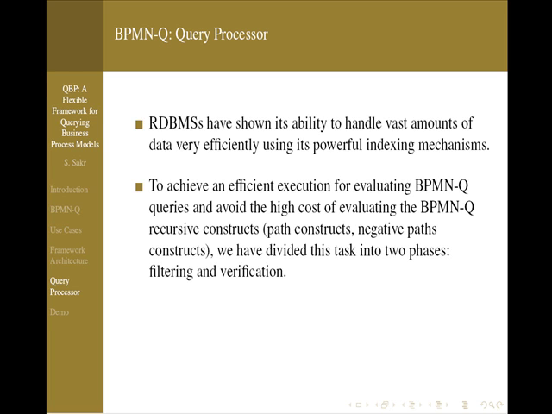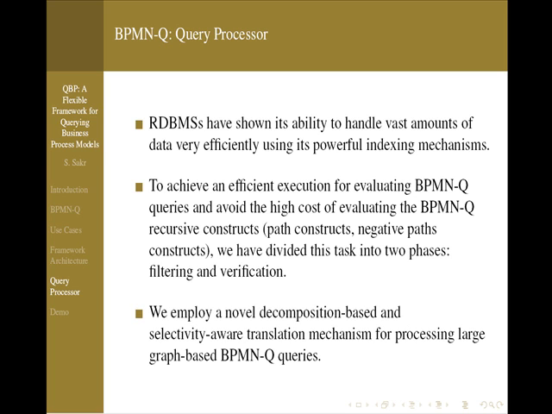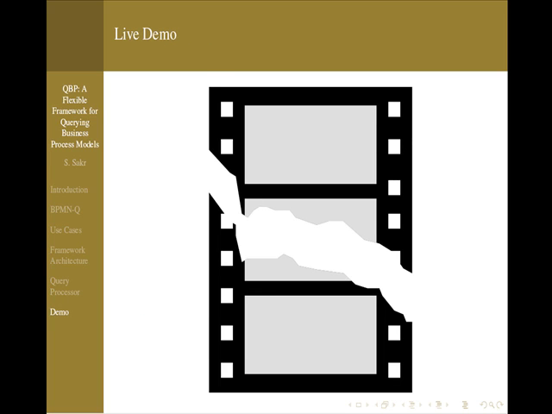Filtering phase, where we use the structure of the query graph to retrieve the minimum set of candidate process models, and then we verify each candidate process model against the query graph to check if it satisfies the query conditions or not. We also employ a novel decomposition-based and selectivity-aware translation mechanism for processing the BPMNQ query. We use a statistical model to influence the relational query optimizer with some optimization decisions to find the most optimal execution plan on the back end.